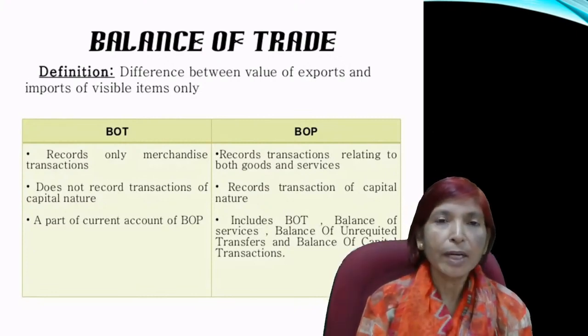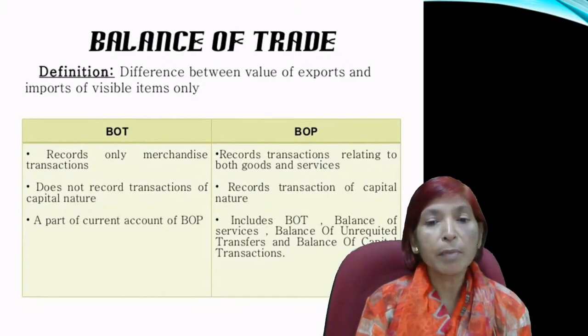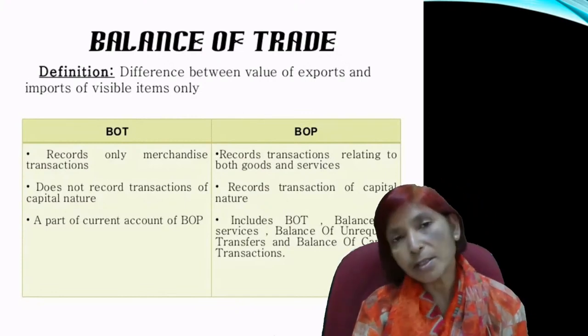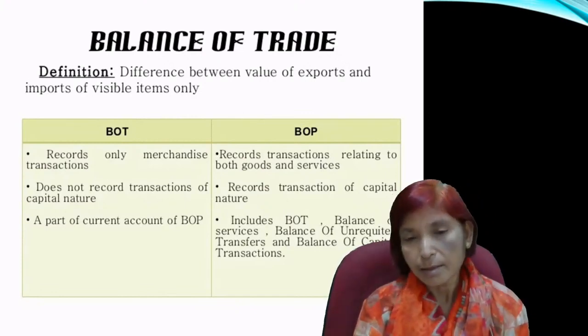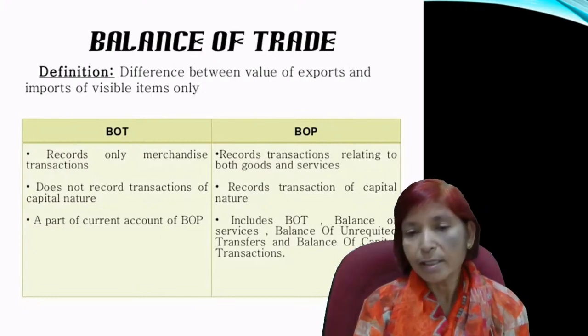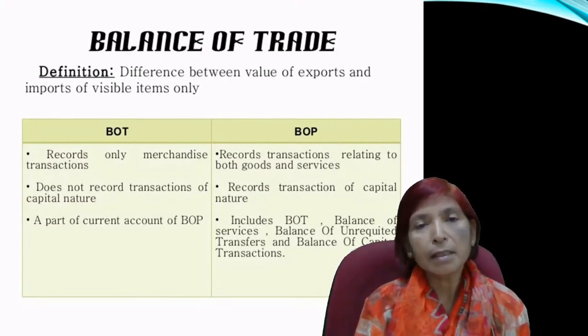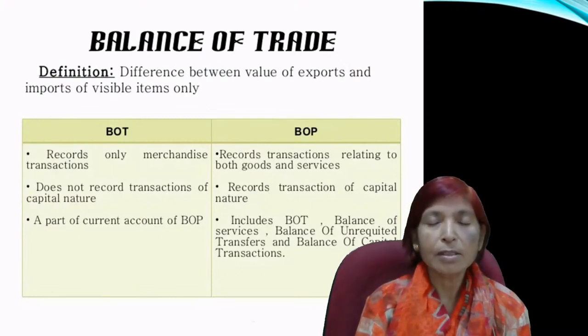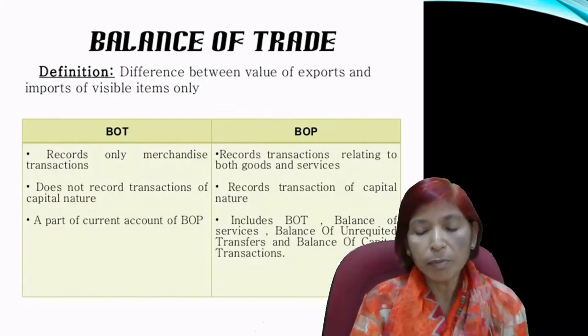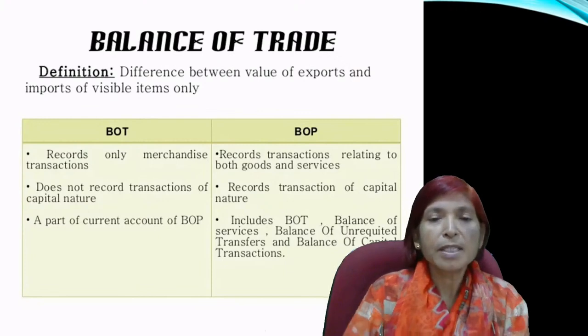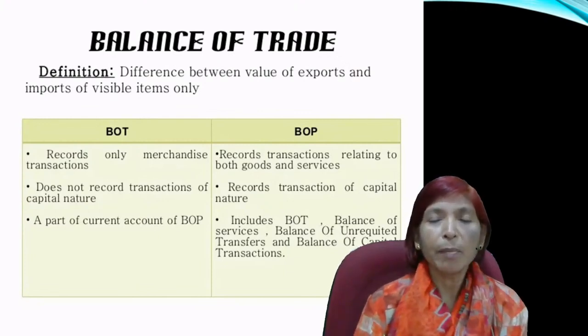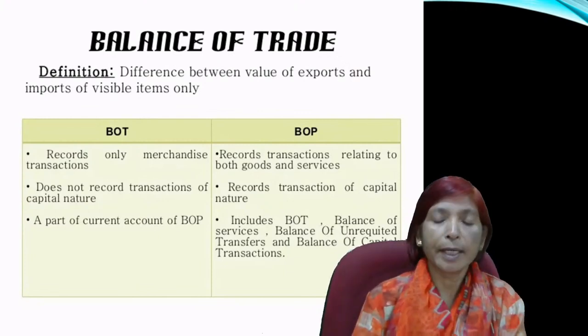And balance of trade is a part of balance of payment, but balance of payment includes balance of trade and others like balance of services, balance of unilateral transfers, and capital transactions, current transactions. All things are included in BOP. So this is the basic difference between balance of payment and balance of trade.